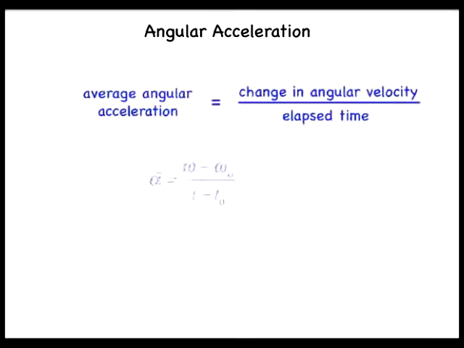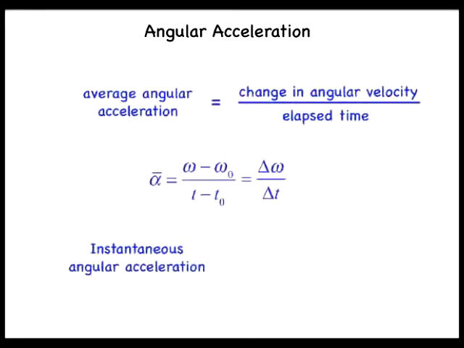Or alpha bar equals omega minus omega 0 divided by t minus t0, which equals delta omega divided by delta t. Note that the units are in radians per second squared, and that the sign is determined by the sign of the change in angular velocity. The instantaneous acceleration is obtained by decreasing the elapsed time to an infinitesimal value, or alpha equals the limit as delta t approaches 0 of delta omega divided by delta t.